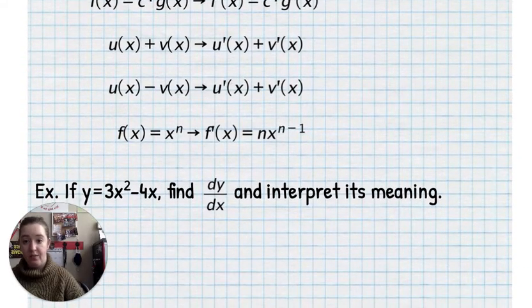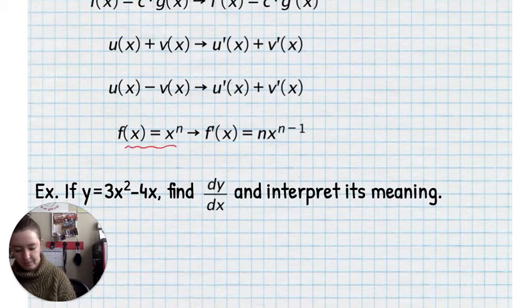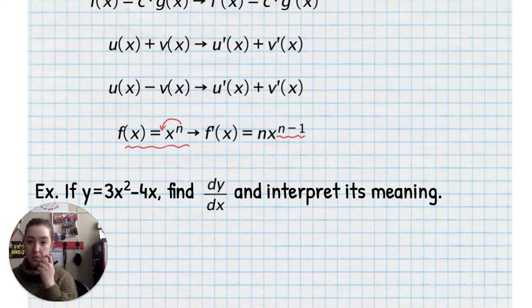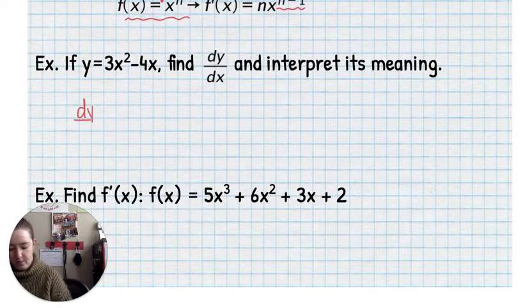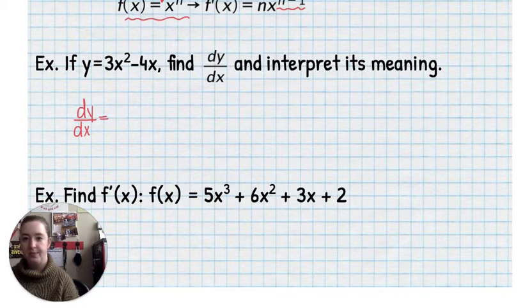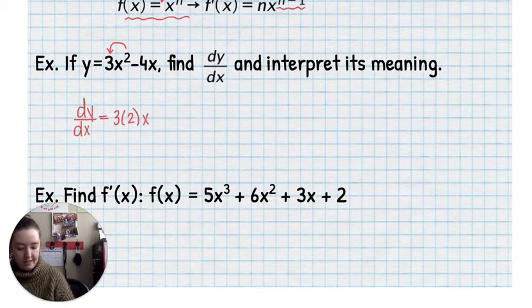Now, this is the big one for today. This is called the power rule. We're going to bring that power down and multiply, and then subtract 1 from the power. So let's look at this first one. We want to find dy dx, so the derivative of y with respect to x. dy dx equals, we're going to bring the power down and multiply, and then subtract 1 from the power.